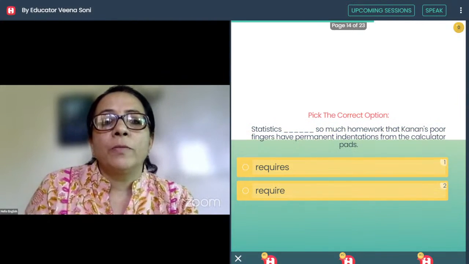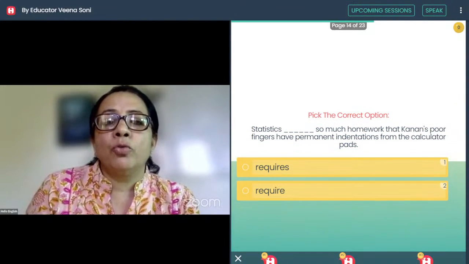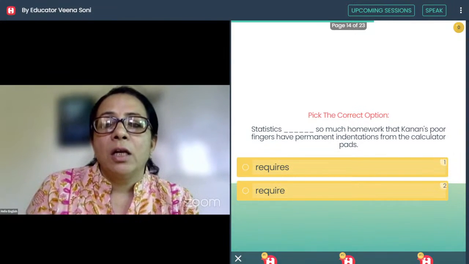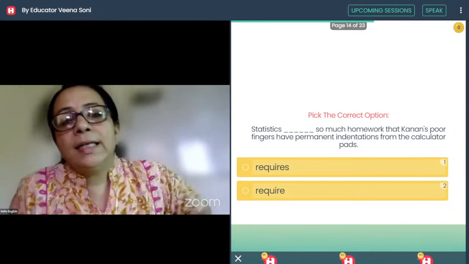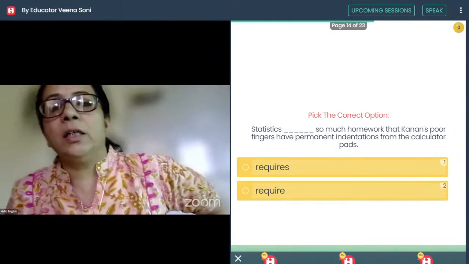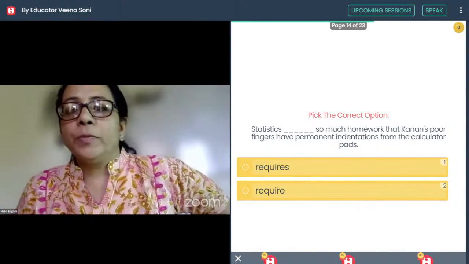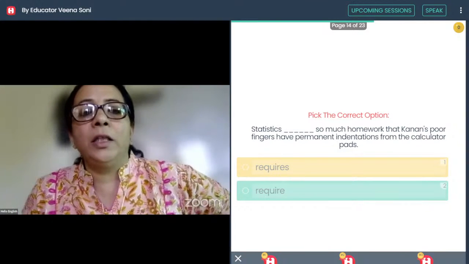Statistics requires so much homework that Cannon's poor fingers have permanent indentations from the calculator pads. Shima, Sanjay, Dipali, Maha, and Deepak.